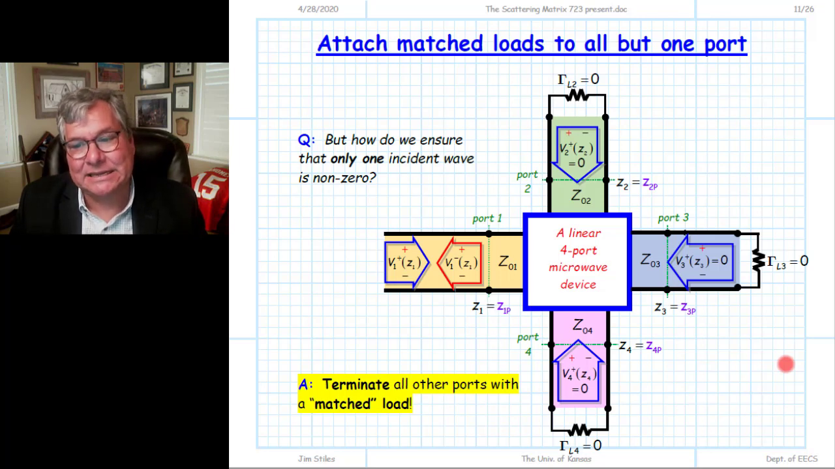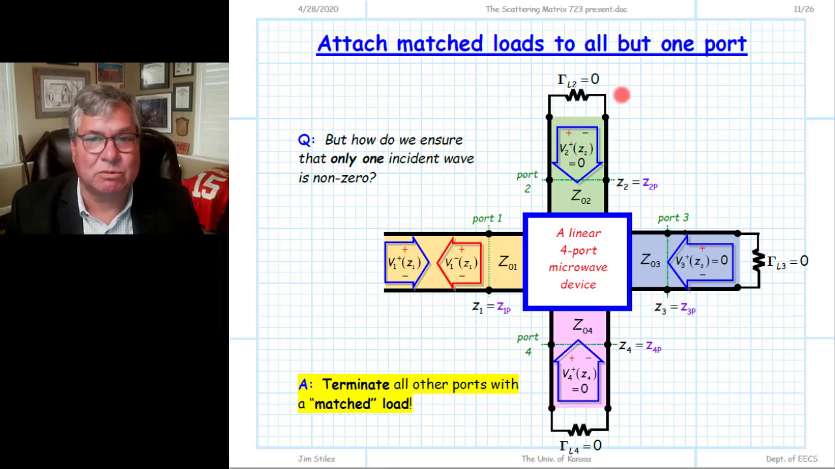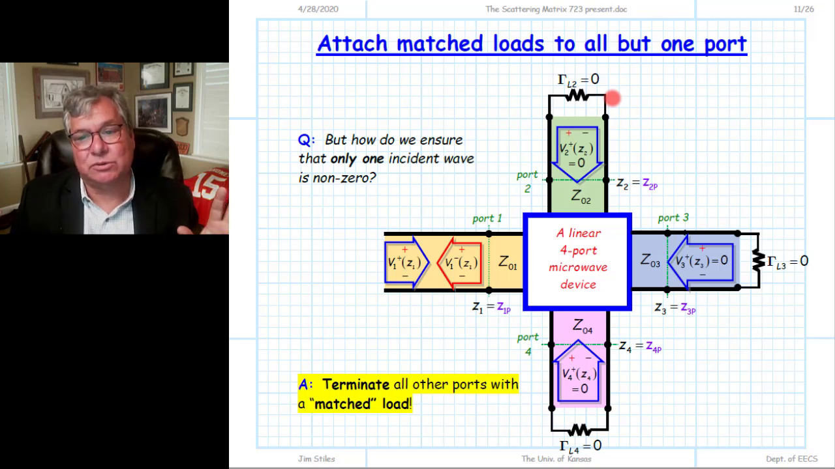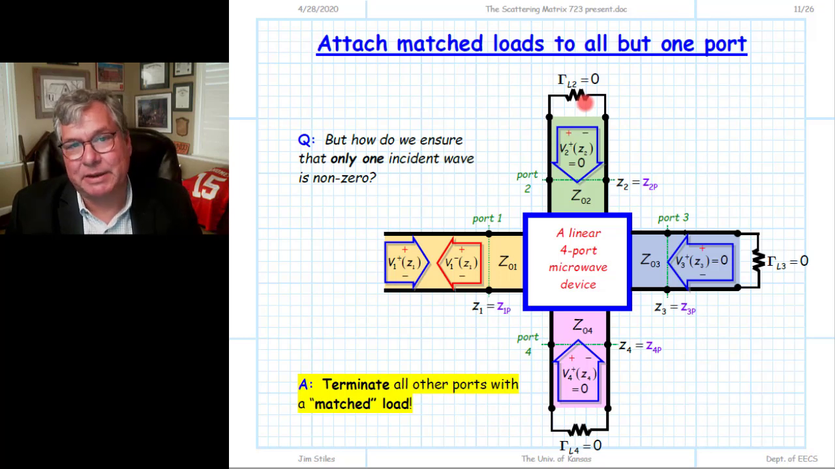How do we ensure that the incident wave at all ports except for one is equal to zero? How do we make sure that there is no incident wave on port 2, for example, or port 3, or port 4? What we can do is terminate the transmission lines connected to each of these ports with a matched load, a resistor that's numerically equal to the characteristic impedance of the transmission line itself. And of course, the load reflection coefficient for a matched load is equal to zero, which means the reflected wave off this must be equal to zero.